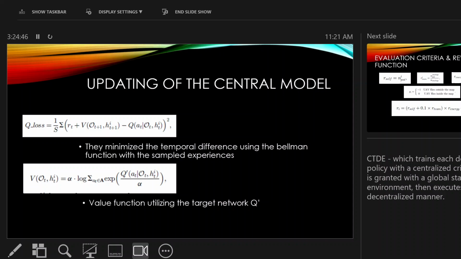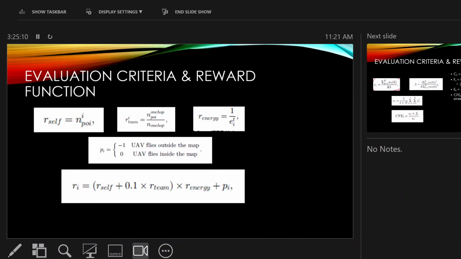Now, we're talking temporal difference. They're looking one step ahead, and you can see that in the value function here. Alpha is your learning rate, and then they're taking the log summation of what that next step is. And Q prime is the next probable action, using the target network for the next step.